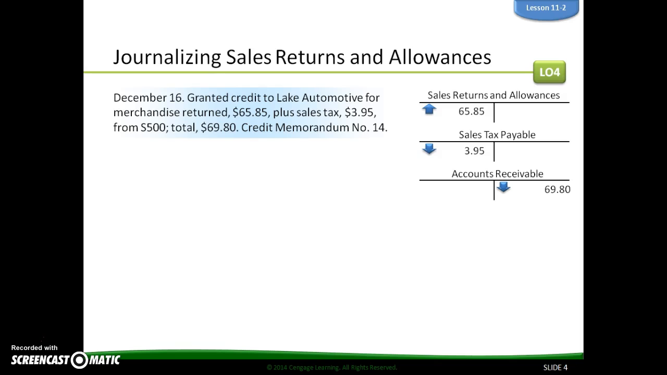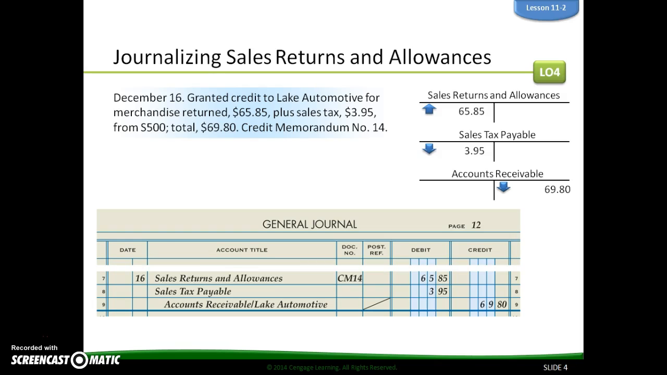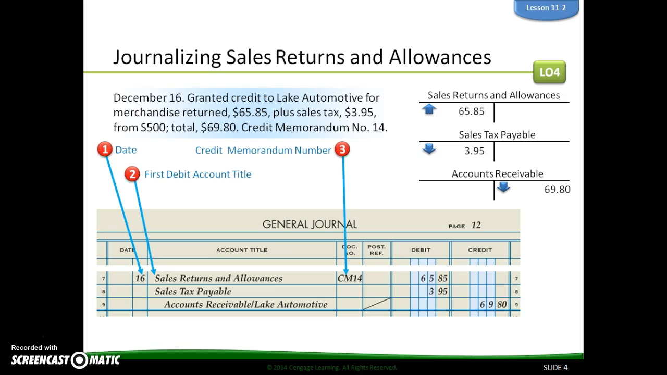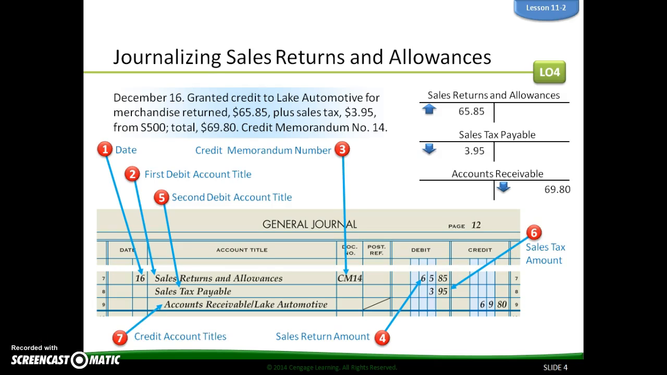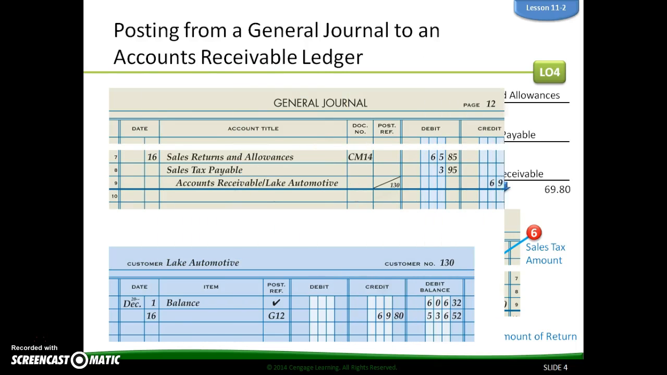So when we look at the general journal item here, you can see we go ahead and record the date that this happened, the first debit title and the credit memorandum number, the sales return amount, and then the sales tax payable debit. Finally, then the accounts receivable for Lake Automotive in the amount of $69.80.